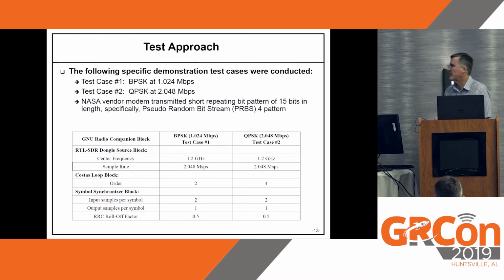So the test approach, again, I did 2 test cases, BPSK and QPSK. The settings on the blocks in the flow graph were pretty much the same for both modulations, except for the Costas loop block. The order was different, and that was about it. And then I used a repeating 15-bit pattern for the testing.